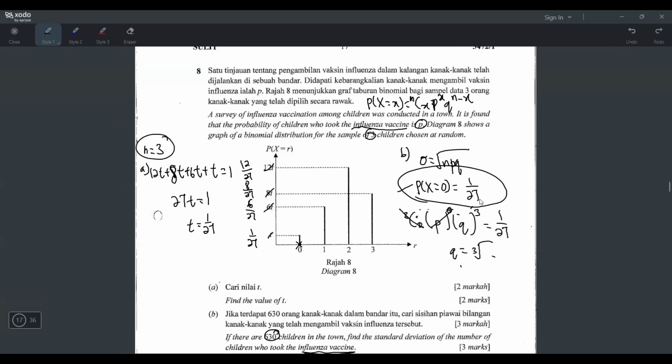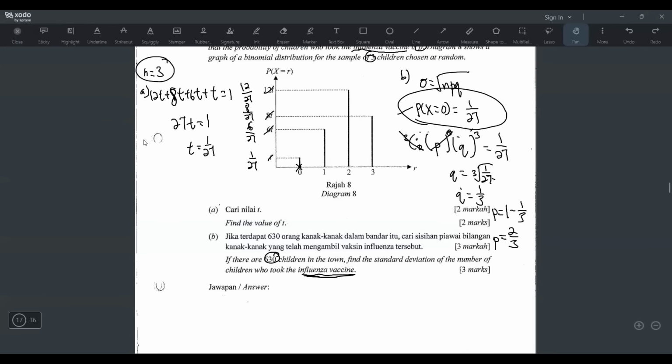So what is Q? You move the power 3 over and it becomes the cube root. So you will get 1 over 3. And if Q is 1 over 3, what is P? The probability of P and Q when you add together must be 1. So you already have Q, and to get P it is just 1 minus 1 over 3. So this is your P. Now you understand why I said use Px equals 0 to find the PQ, because you can cancel. Imagine if this were Px equals 1, then your P is still there and your Q is still there, and it's a bit hard to find. The reason I said choose Px equals 0 or Px equals 3 is because you can cancel the whole P or the whole Q.